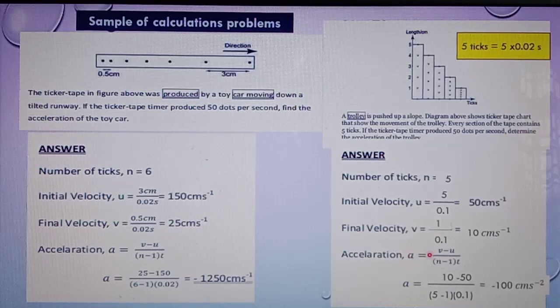So acceleration equals v minus u divided by t. The time taken for the tape chart is number of strips minus 1, multiplied by time for one strip. Here we have 5 strips, so 5 minus 1 times 0.1. So you substitute the values of v and u. Thus we get negative 100 cm s^-2. So this one we get a negative value, meaning the trolley is moving with deceleration down the slope. Okay, so this is how we calculate for the ticker tape produced from the activity.